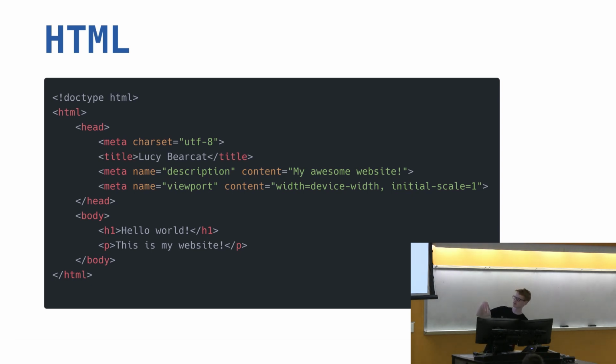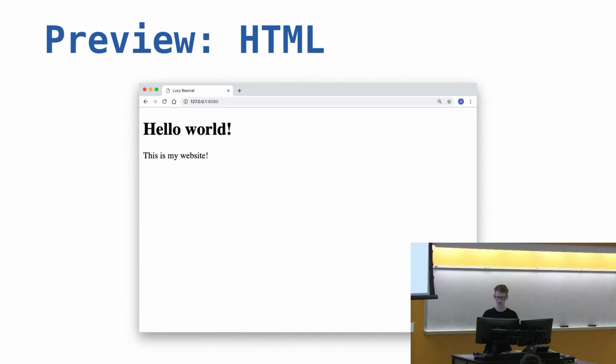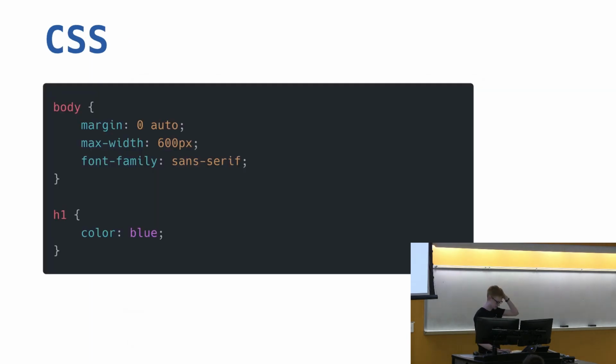So we have a title with Lucy Bearcat. We have a description of Lucy's website, my awesome website. And here in the body, we have some content. Just an H1 with hello world and a paragraph tag saying, hey, this is my website. So if we preview this in the browser, this is what it looks like. This is Lucy's personal website. Of course, it doesn't look very good right now, does it? There's not much content, and it's not styled at all. It looks very bare. So to fix this, we can add CSS.